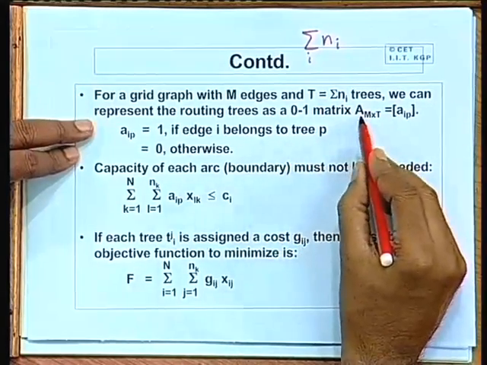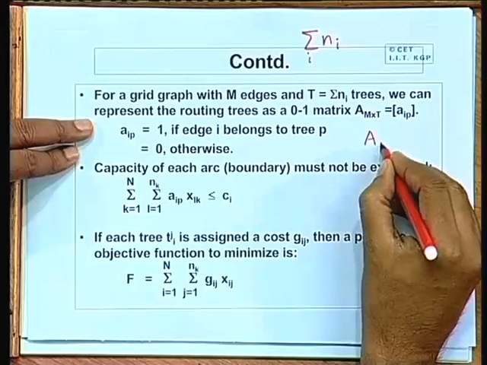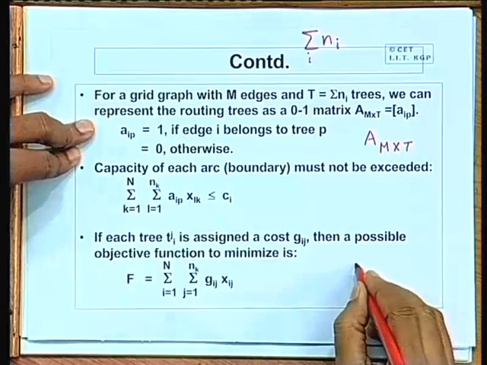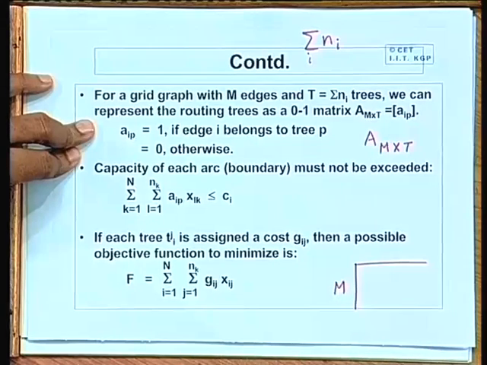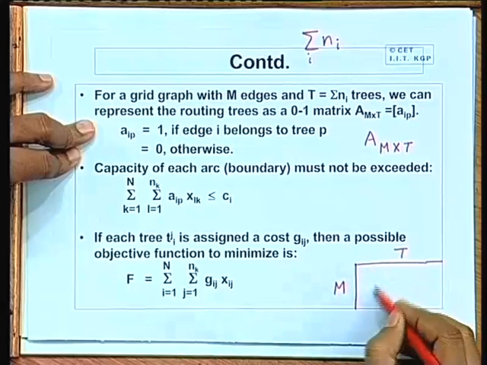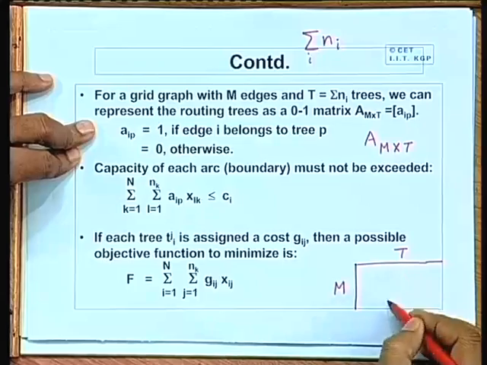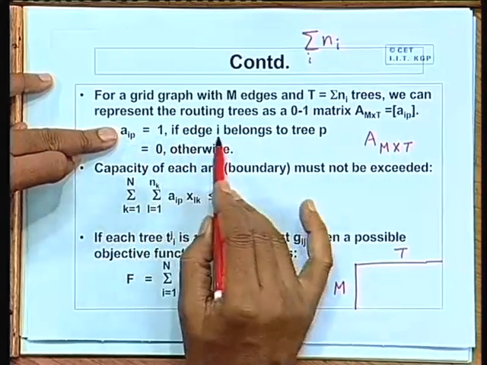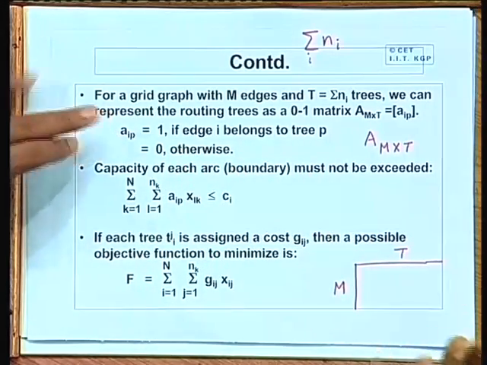So, we define a matrix A. A is a matrix which, as you can see, has a dimension m cross T. On one side we have the edges of the graph, and on the other side we have the trees. Actually this matrix will contain which Steiner tree uses which edges. So, the corresponding Aip will be 1 if edge i belongs to tree p, 0 otherwise.